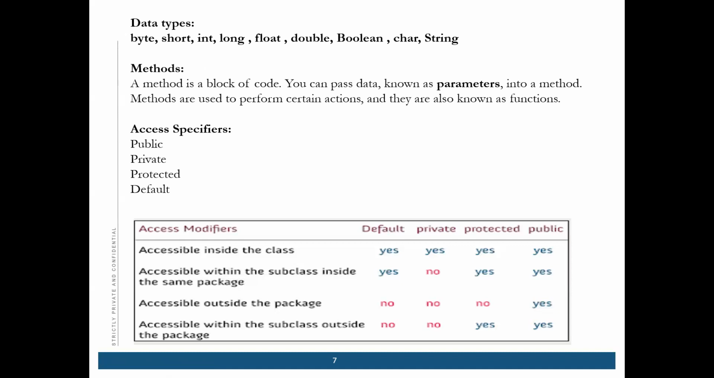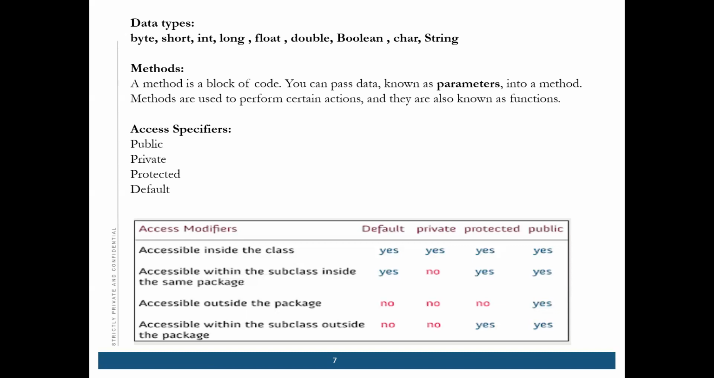A method is a block of code. You can pass data known as parameters into a method. Methods are used to perform certain actions and they are also known as functions. So a method is a block of code where, suppose you wanted to write addition of two numbers or addition of three numbers, multiplication, that portion you can put inside the method. That is called a block of code.